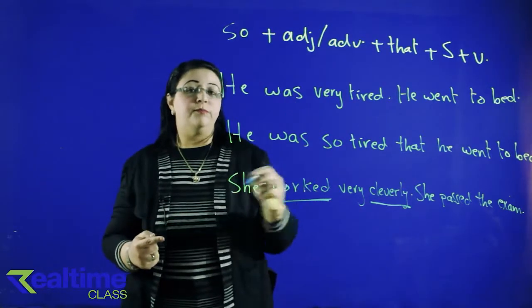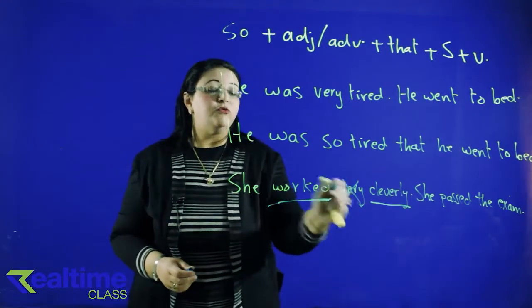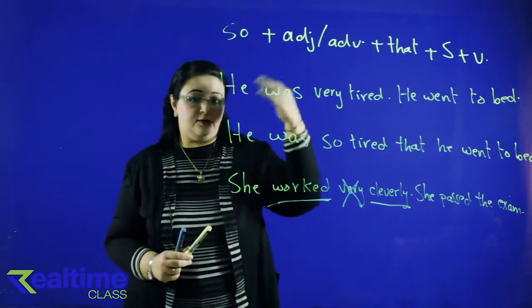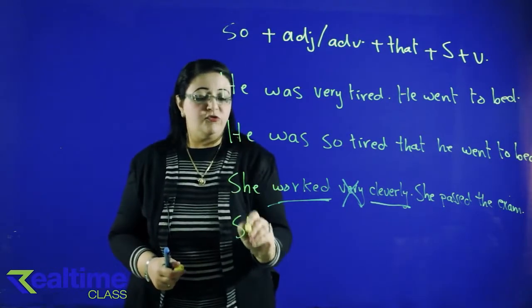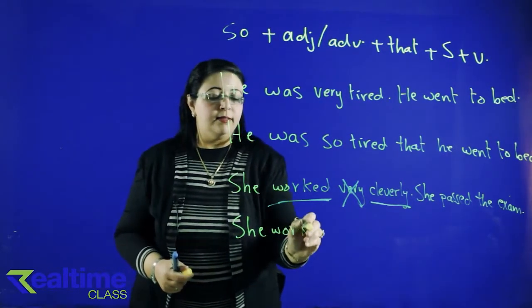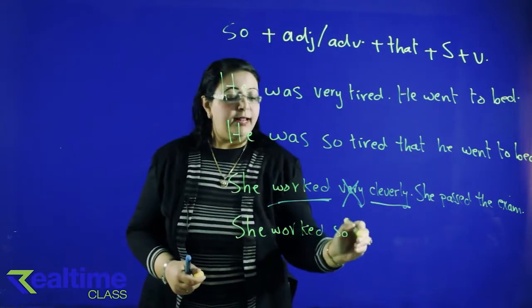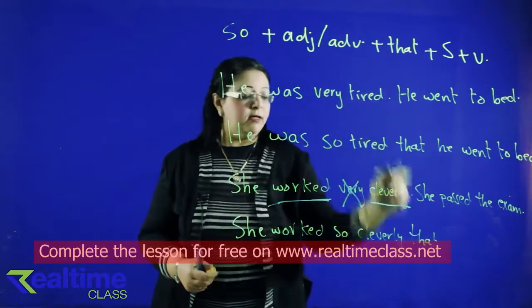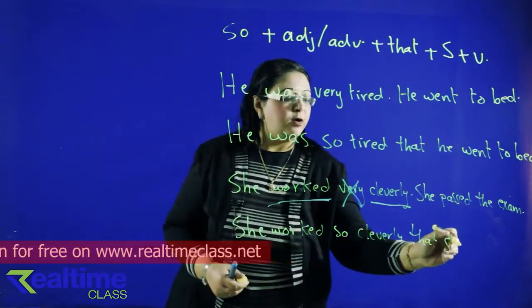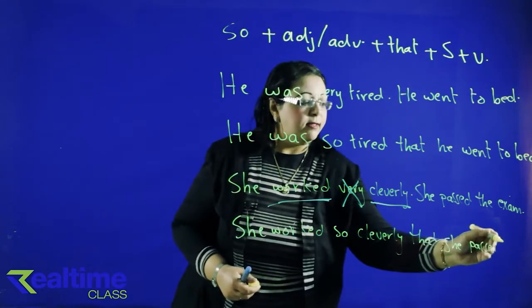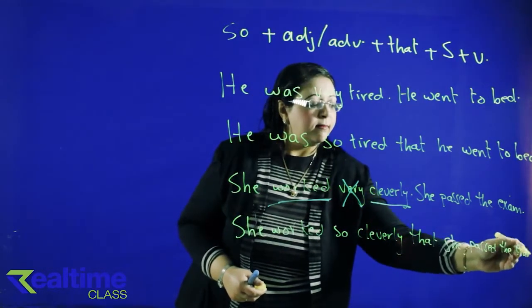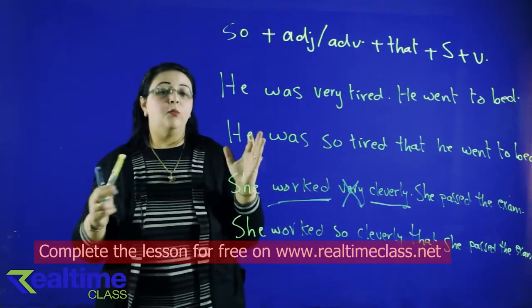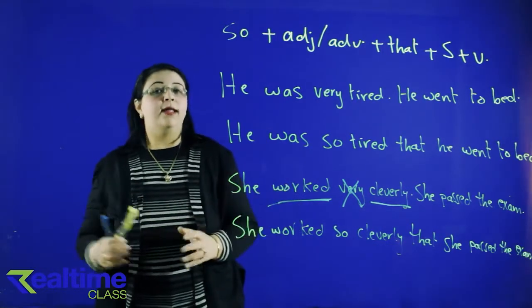So we are going to follow the rule, and we are going to delete very and try to follow the rule as if we are rewriting it again. So we can say she worked so cleverly that, this is another link, the subject is she, passed the exam. This is the result. And again, we are going to follow the rule whether we have an adjective or an adverb.